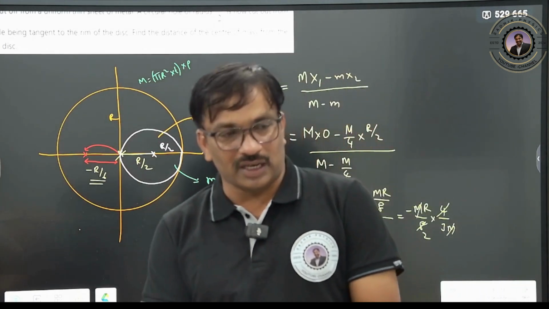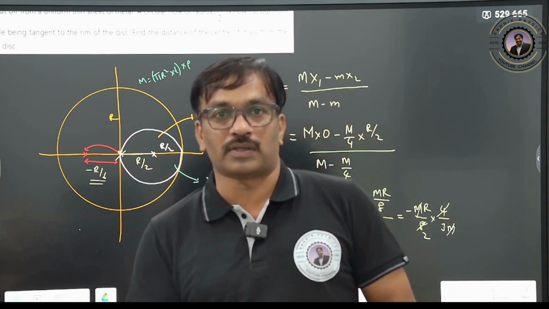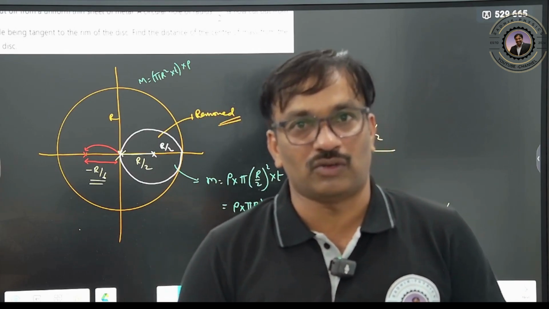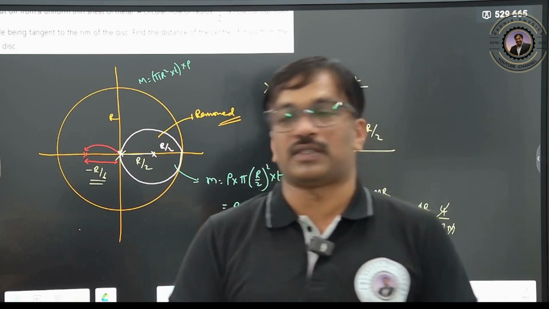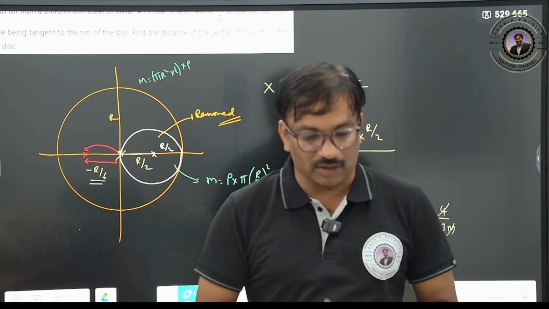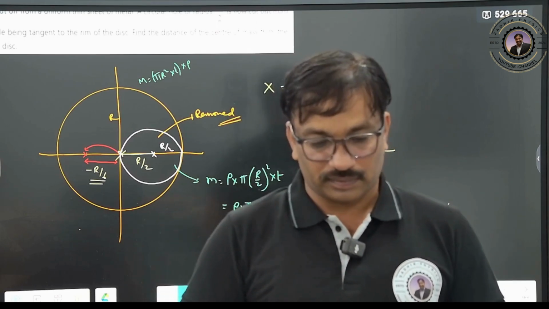This is already lengthy, so it is over for now. There are some more problems in the motion of the center of mass, so we will do them as part 2. Part 1 and part 2, observe them combined, so that you can get clarity on this.